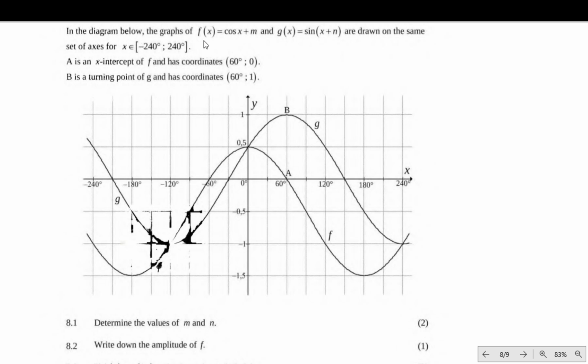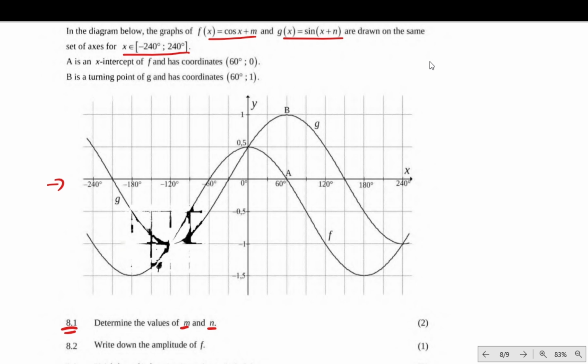Let's do this problem here. What we are given is the function of f and the function of g, and this restriction here which shows that the graphs are drawn within this range. And we're given the graphs, and the first question says we should determine the values of m and n.